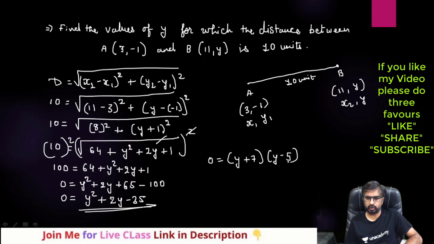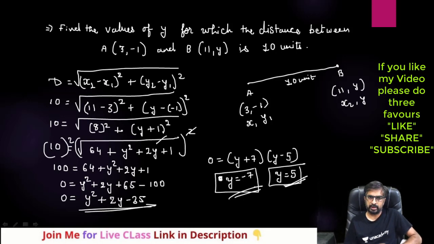If you don't know the shortcut, you can watch my videos, or I will give you the link of that video in the description. So what will be the value of y? y can be equal to minus 7 or y can be equal to positive 5. So you will get two values of y. You can see, guys.